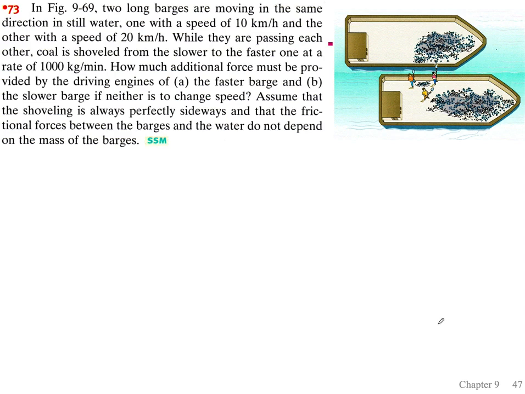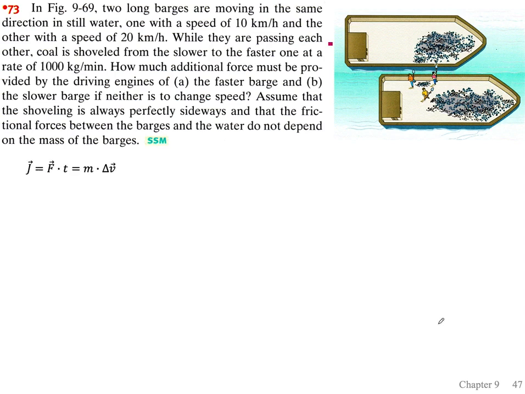Oh, crud, no, I did this wrong. That's all right, I'll fix it in a moment. While they're passing each other, coal is shoveled from the slower to the faster one at the rate of 100 kilograms per minute. How much additional force must be provided by the driving engines of the faster barge and the slower barge if neither is to change speed? Assume that the shoveling is always perfectly sideways and that the frictional forces between the barges and the water do not depend on the mass of the barge.